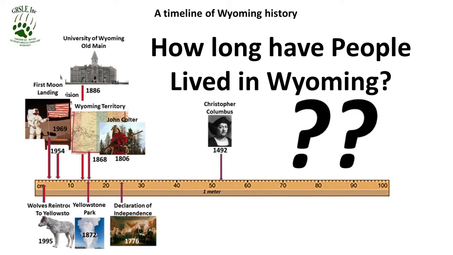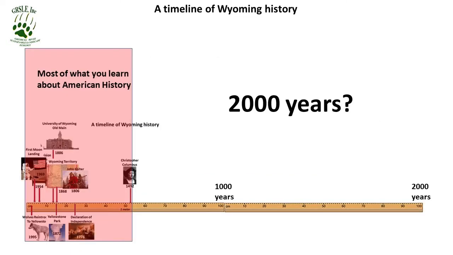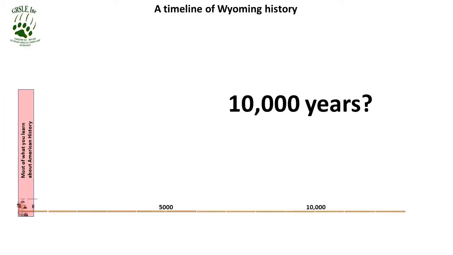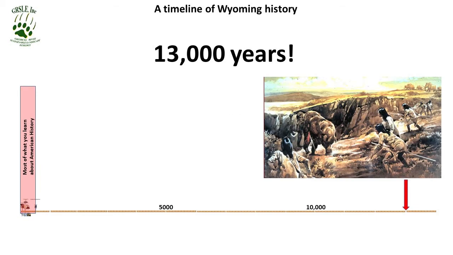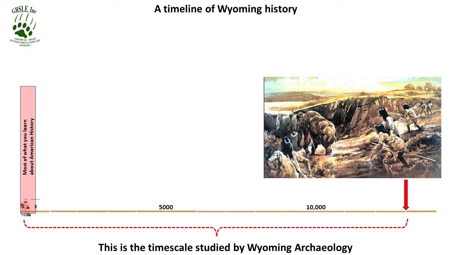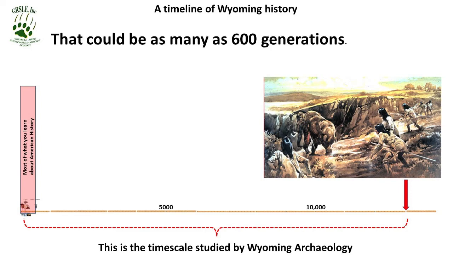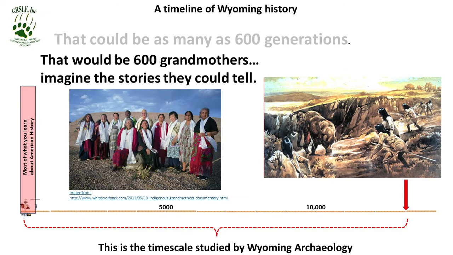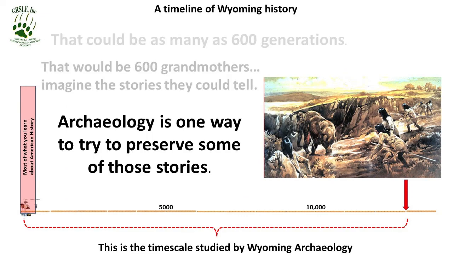How long do you think people have lived in Wyoming? 2,000 years? 4,000 years? 8,000 years? 10,000 years? We know from the Colby Mammoth site near Worland that it's been 13,000 years. That's about 600 generations, or about 4.7 million yesterdays. That's the time of about 600 grandmothers, generations.